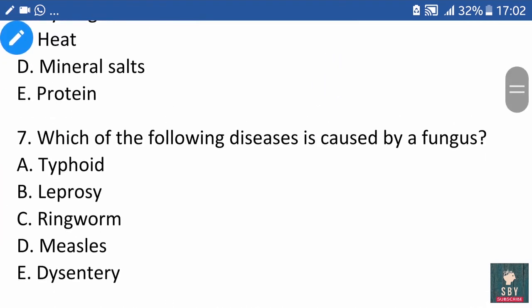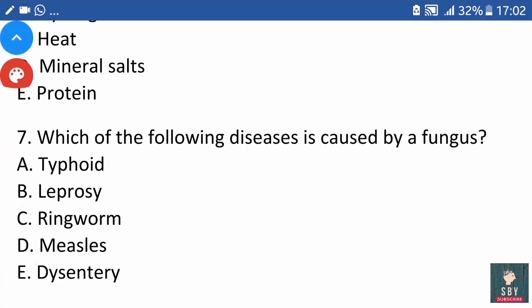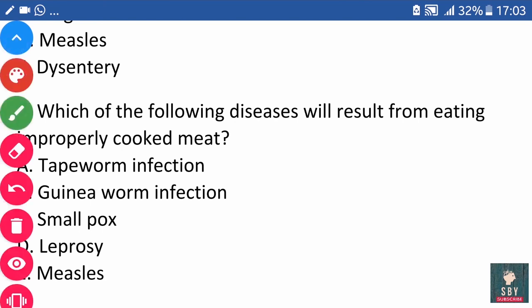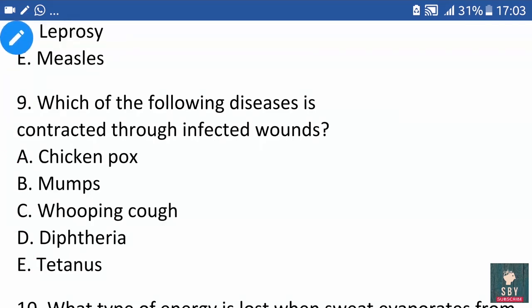The next question, which of the following diseases is caused by fungus? Typhoid, leprosy, ringworm, measles, dysentery. So the answer is ringworm. Which of the following diseases will result from eating improperly cooked meat? Improperly cooked meat will result in tapeworm infection. Which of the following diseases is contracted through infected wounds? Tetanus.